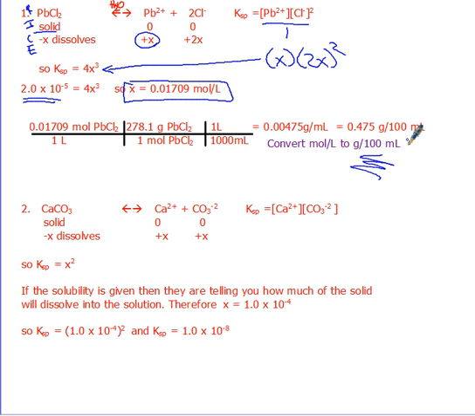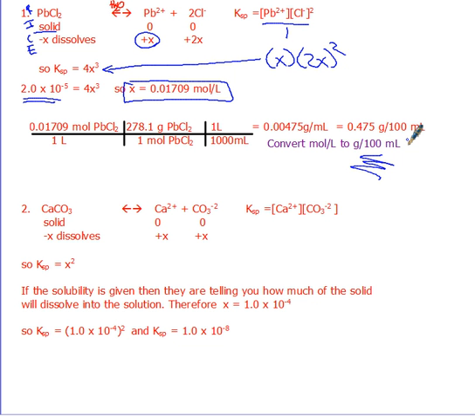So that's how many grams of lead chloride would dissolve into 100 milliliters of water, which is a pretty common volume. We usually use 100 milliliter graduated cylinders or beakers, things like that. So about half a gram of lead chloride would dissolve, which is not much. Unless you're drinking it, then that's a problem.